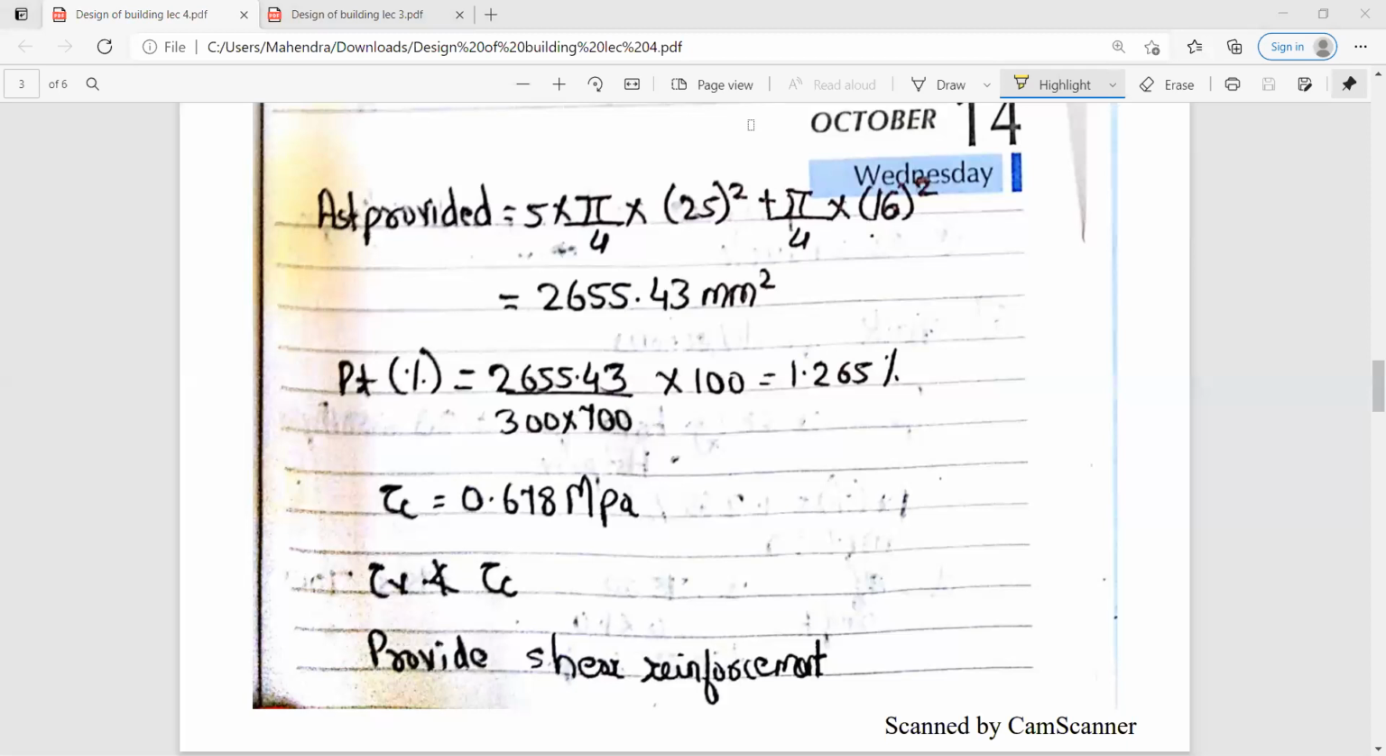Same steps you need to repeat that you had repeated in your earlier beam. Yes, Rita? Ma'am, in AST provided there will be 2 bars of 25 mm, no? No. You had provided 3 bars of 25 mm and 2 bars of 25 mm. See in the earlier one.